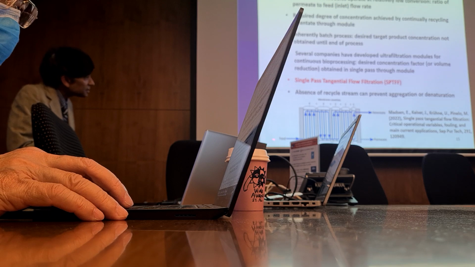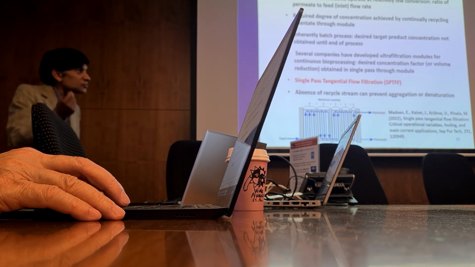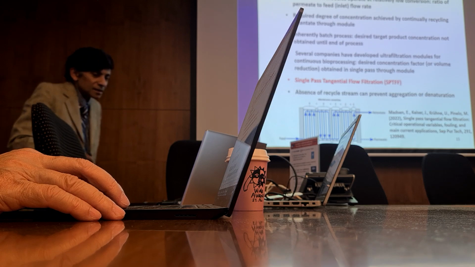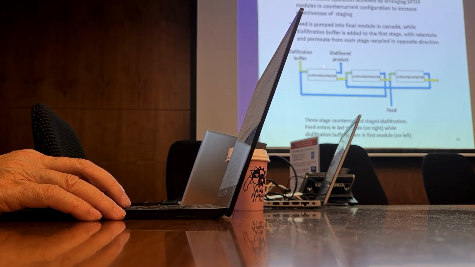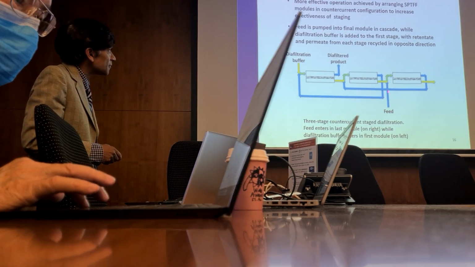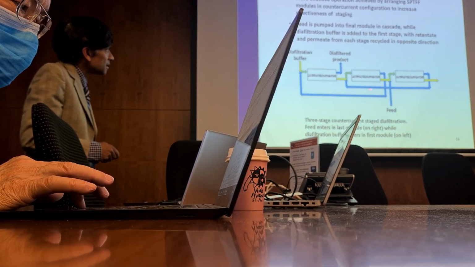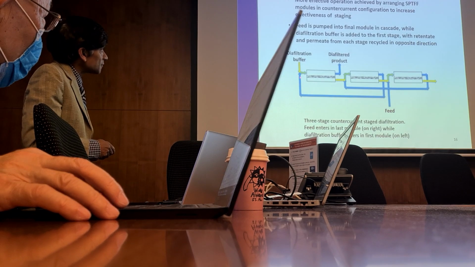But the important point is it's just one pass through this. You don't have constant recycling going through the feed pump and so forth. In the case of diafiltration, one can do that also. And so the idea with continuous diafiltration, this actually comes from gas separation. So you can see the feed comes into the first module, then the retentate becomes the feed to the second, the retentate becomes the feed to the third.